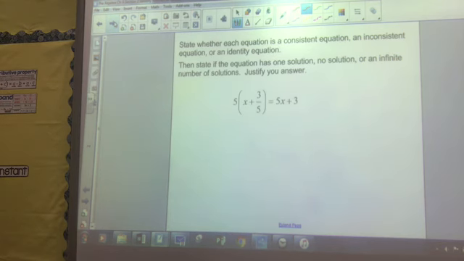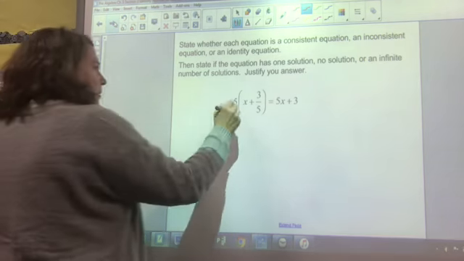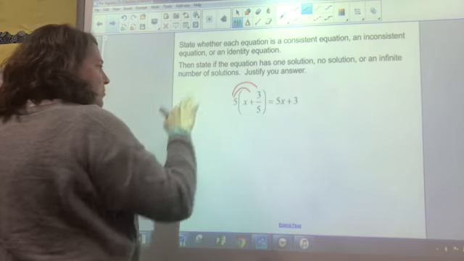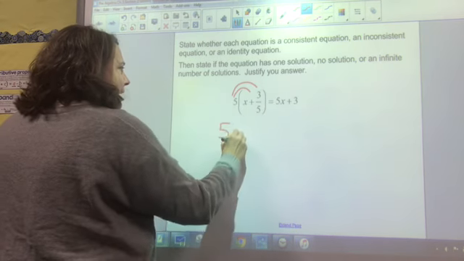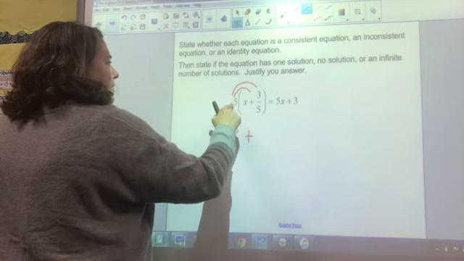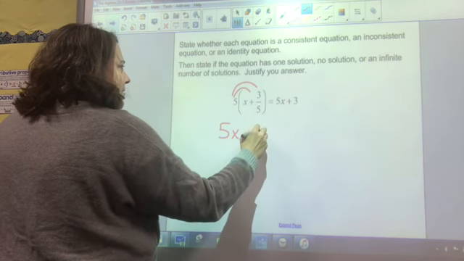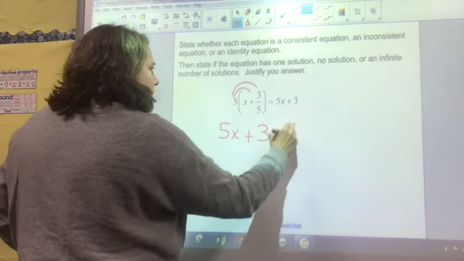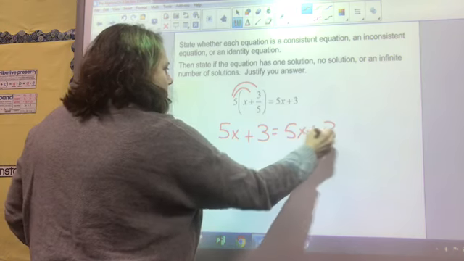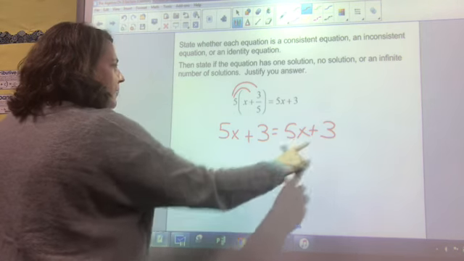All right, state whether each equation is inconsistent, consistent, or identity. One solution, two solutions, infinite number of solutions. First thing I'm going to do is simplify it. I need to do distributive property. 5x plus 5 times 3/5 is 3. 5x plus 3 equals 5x plus 3.